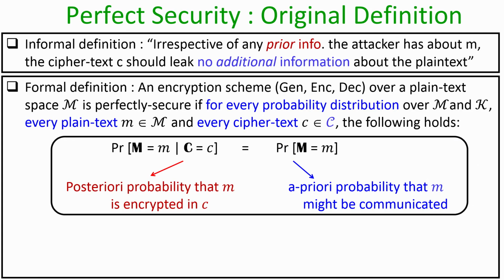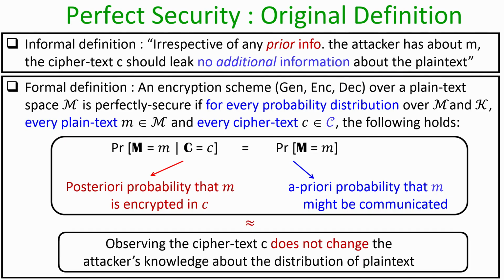Whereas the LHS of this equality, namely the conditional probability that the plain text is equal to m given that the ciphertext is equal to C, is the a posteriori probability that the message m is encrypted in C. That means, given that the adversary has seen or intercepted the ciphertext C, what is the probability that the plain text m is encrypted in this ciphertext C. So, intuitively when we say that these two probabilities are equal, it means that whatever the adversary knew about the underlying plain text before any ciphertext was communicated, with the same probability the adversary knows that the plain text could be m given the ciphertext C.